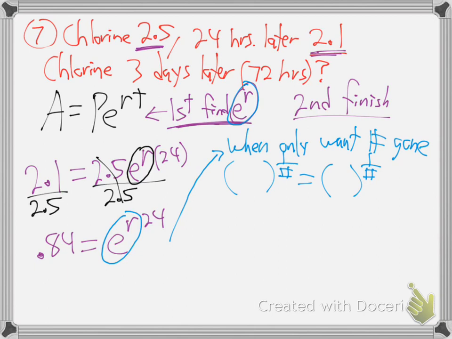So for convenience, we're leaving the r up there. So if I'm going to leave the r up there, and I'm just going to get rid of the 24, I'm going to do 1 over 24, 1 over 24, and those will cancel.